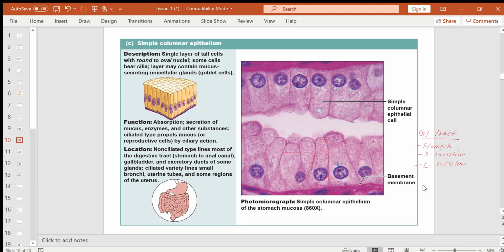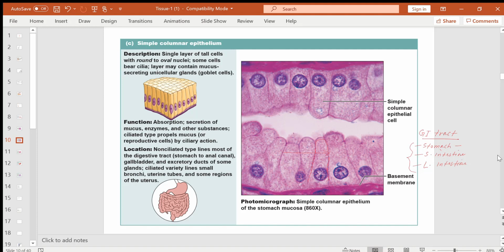Above the stomach you have the esophagus and pharynx, where you have a different epithelial lining. That's why we say GI tract, stomach and below, not above, because in the mouth, in the esophagus, in the pharynx, you have a different type of epithelial lining. Okay.